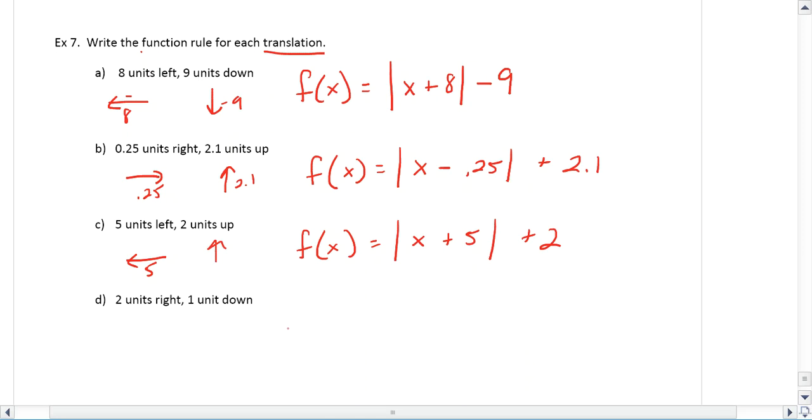Last one I'm going to help you with here, last example. We are going to the right 2 units. That's in the positive direction. So we've got the backwards thing, so it's a minus 2. And then if we go 1 unit down, that's a minus 1.